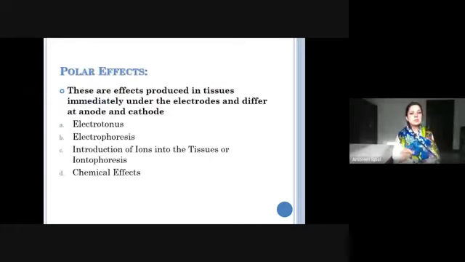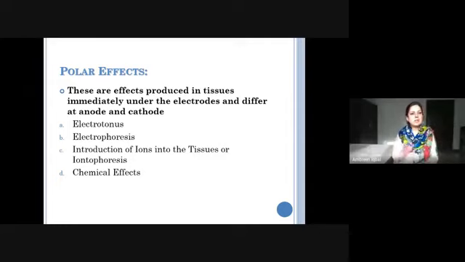These are the effects produced in the tissues immediately under the electrodes and differ at the level of the anode and cathode. We have two types of electrodes, anode and cathode. So the effects are going to vary according to the position of the anode and cathode. Before starting medical ionization, we must know the following terms: electrotonus, electrophoresis. Then what is going to happen when you introduce the ions into the tissues by the process of iontophoresis, and some chemical effects.